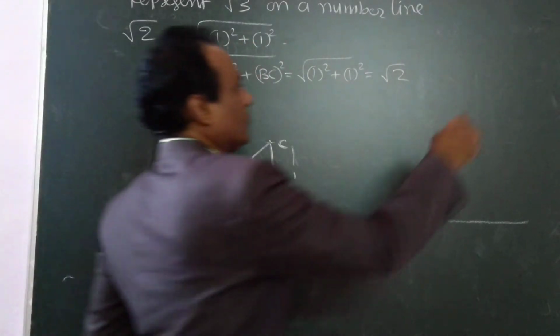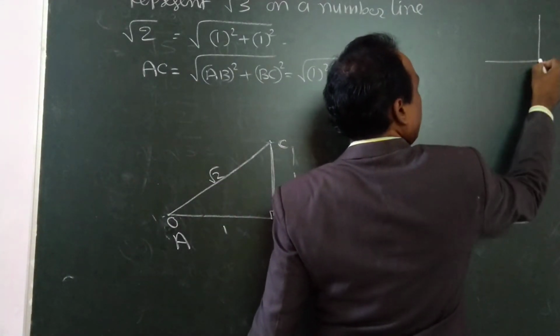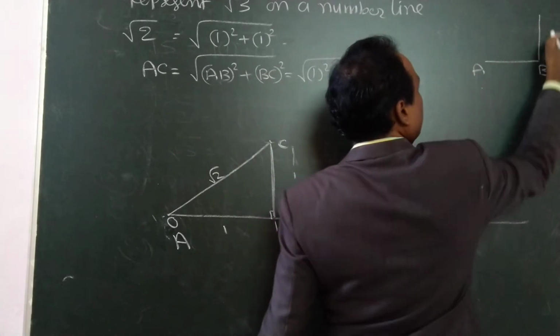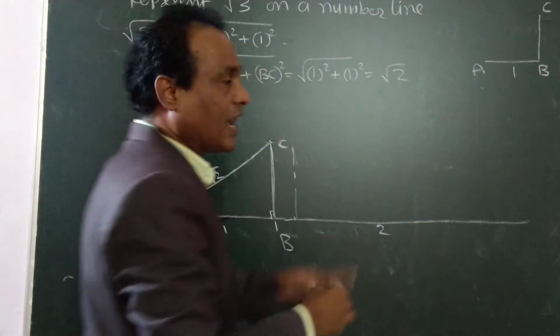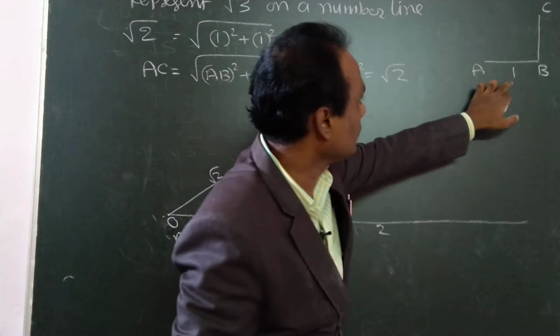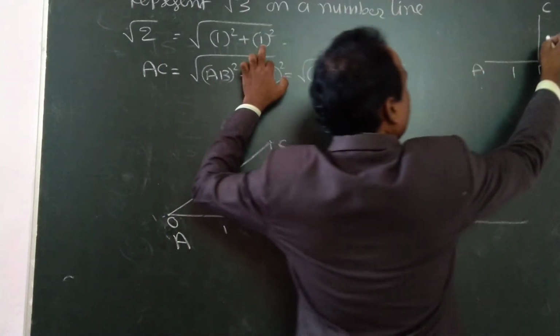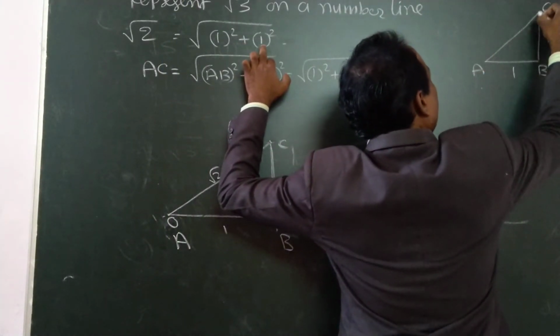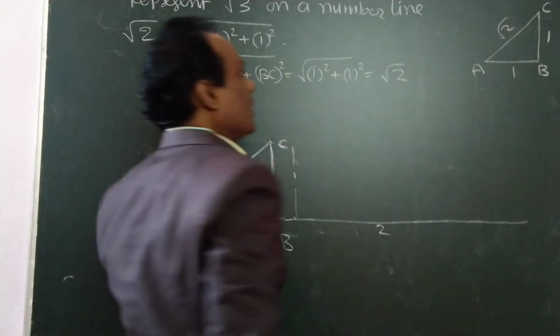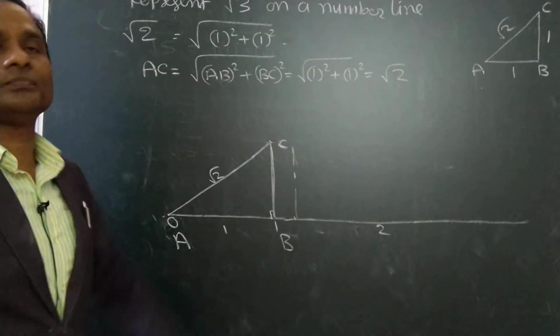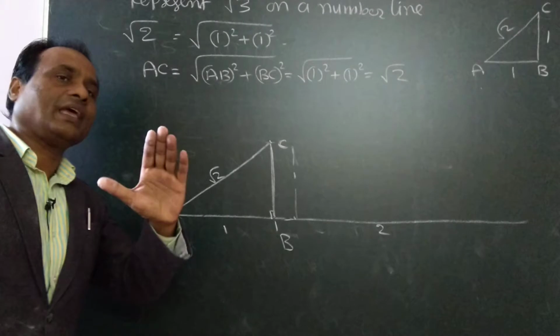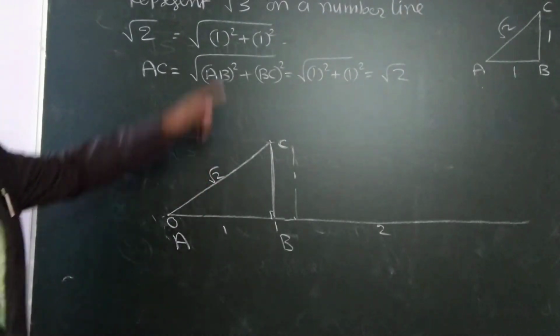Draw a triangle. See here. Draw a triangle A, B, C. Take this as 1. Why 1? This one we take here. This one you take here. And this will be definitely root 2. It is root 2 only, because according to the Pythagoras theorem. Like this. Yesterday I explained. Now how to find a root 3?